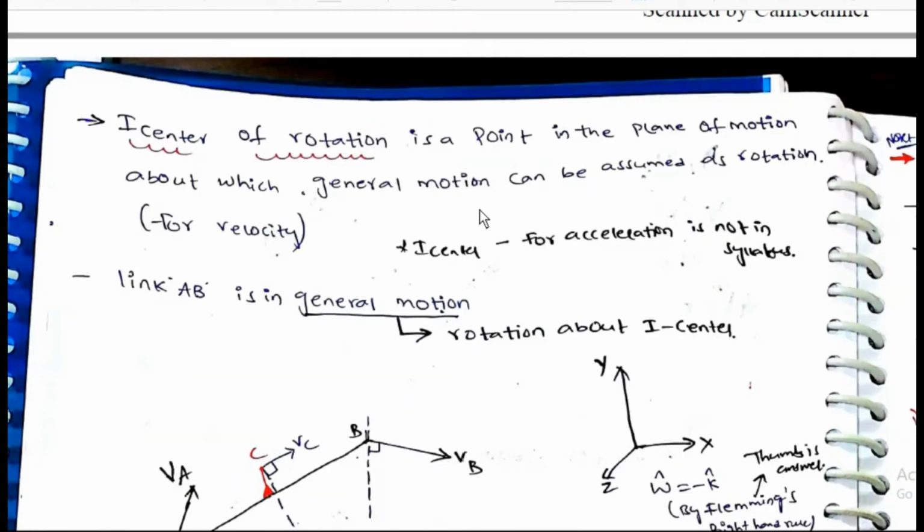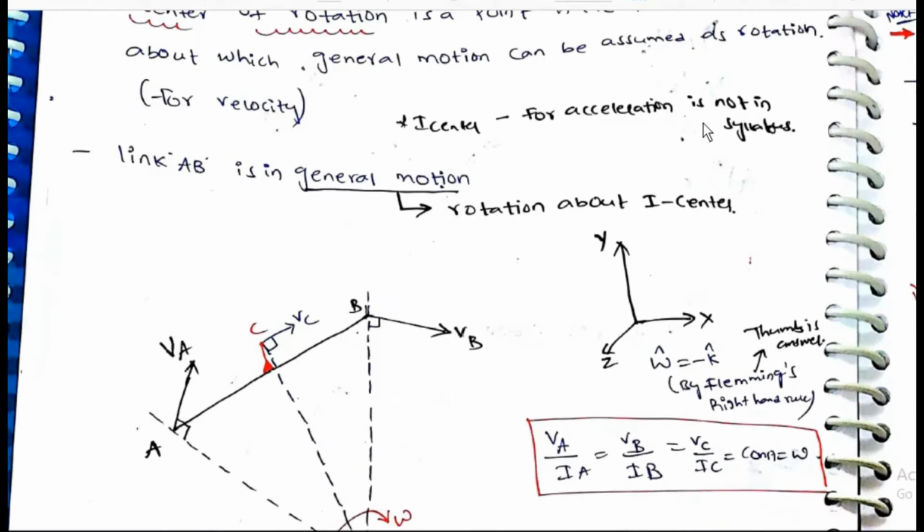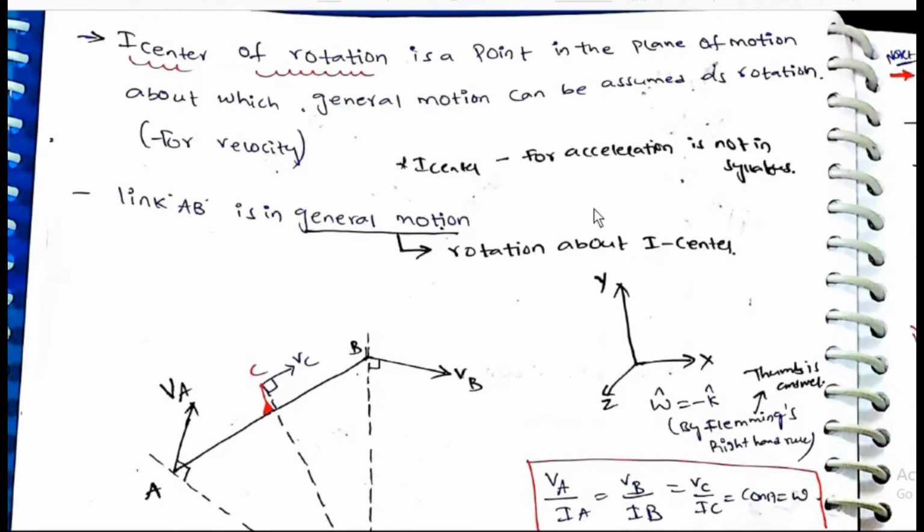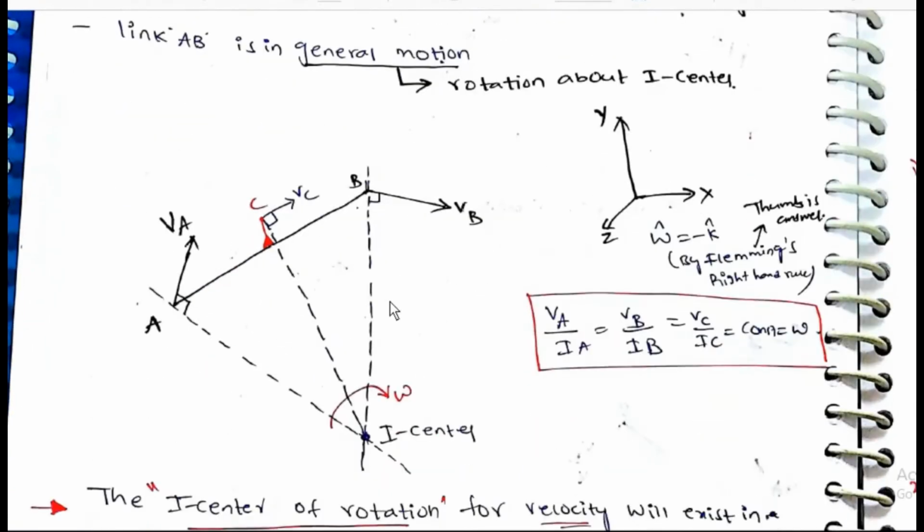I center of rotation is a point in the plane of motion about which general motion can be assumed as rotation for velocity. I center for acceleration is not in syllabus. Okay, link AB is in general motion.